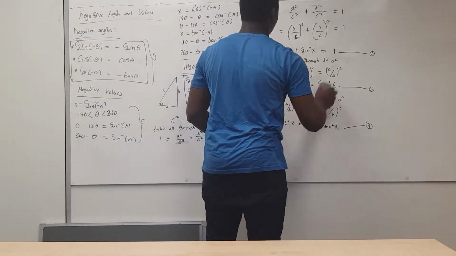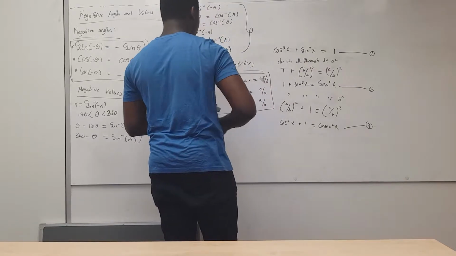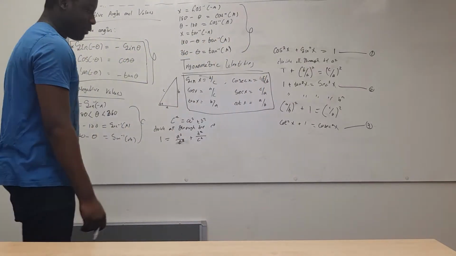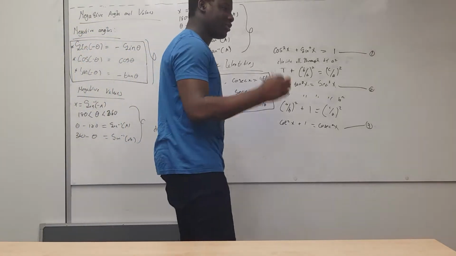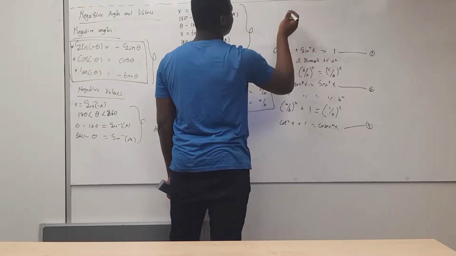Okay, so I'm going to start by saying, now we know three things again. It's interesting how most trigonometric identities come in threes.